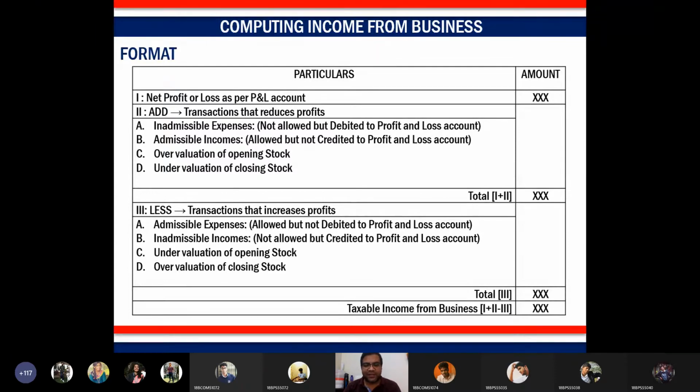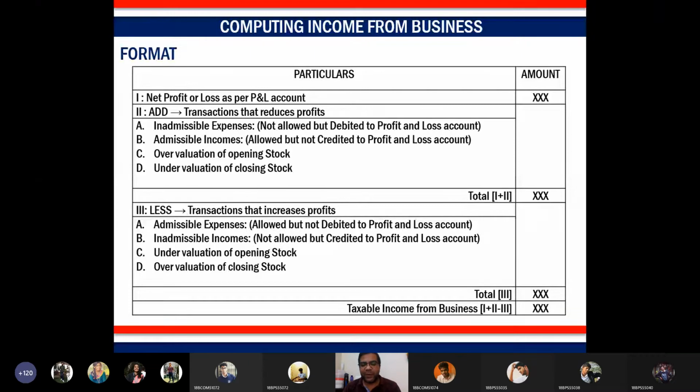Reason number one, there is incompatibility between accounting rules and the income tax rules. Reason number two, some of the items shown in the profit and loss account, both debit as well as credit, are not allowed by the income tax department. Reason number three, the profit and loss account has many items which are not related to business. On account of these three reasons, we have to prepare a reconciliation statement, also known as income from business.